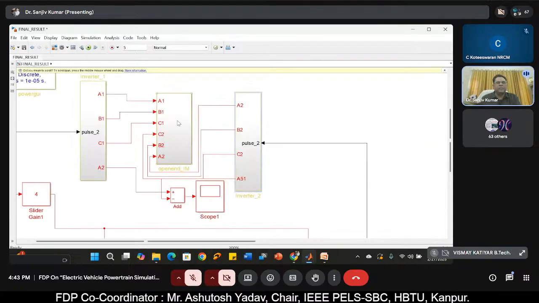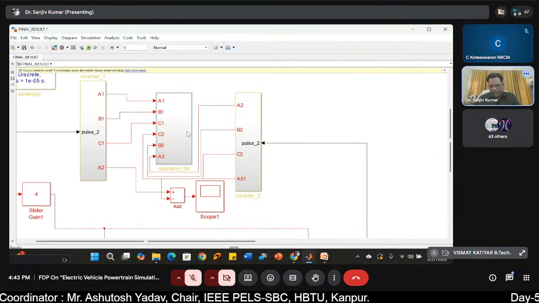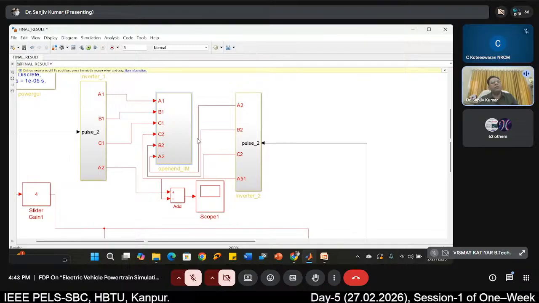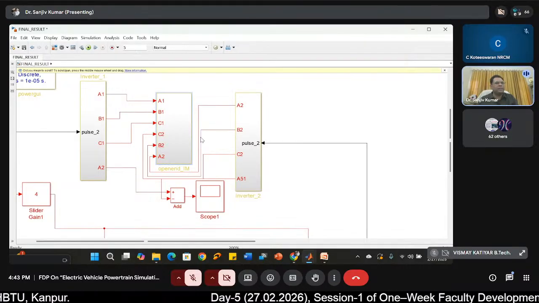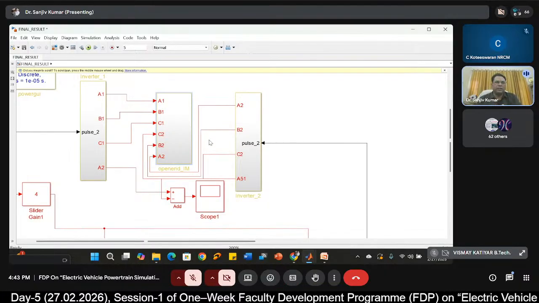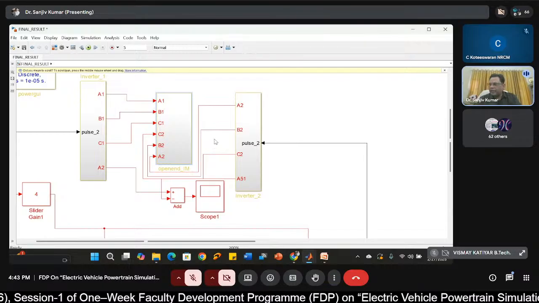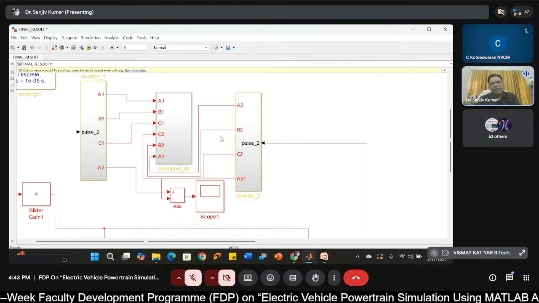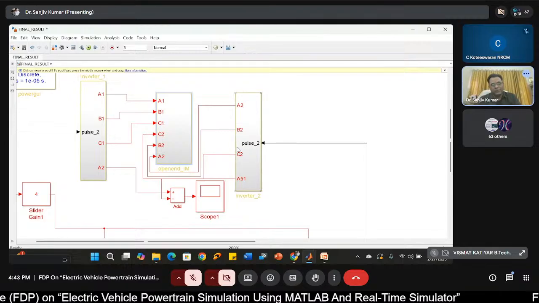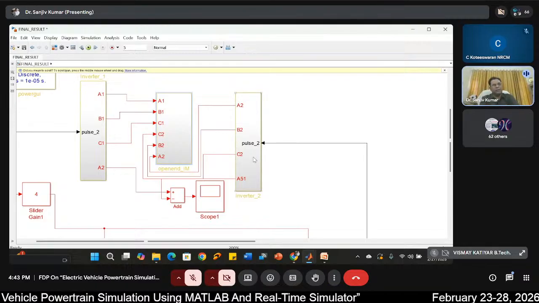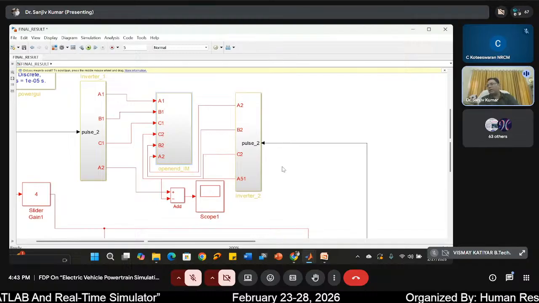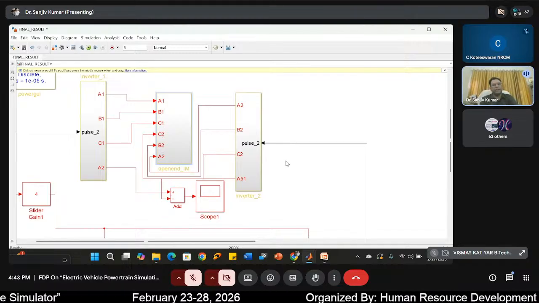Now come to the motor side. It looks simple. When we did this simulation, this open-end winding induction motor was not available in MATLAB. You had to do the modeling of this yourself. But now in the latest version, because of increasing demand on the EV side, they have included the open-end winding induction motor, I think from 2021 onwards.